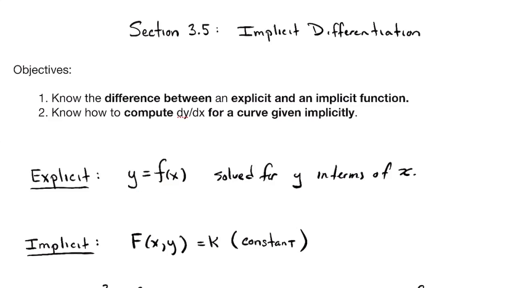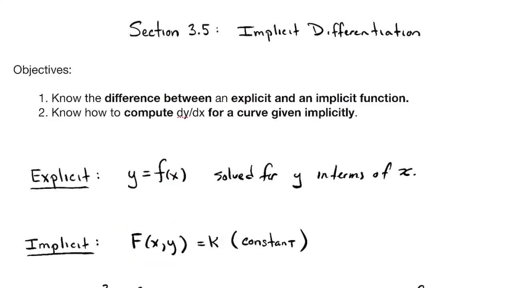Implicitly, on the other hand, is we just have some equation that has x's and y's in it. So that's all I mean by this function notation, capital F of x, y. Just think of it as some expression that has x's and y's in it, and that expression is equal to some constant. Sometimes that constant's 0, sometimes it's not 0.